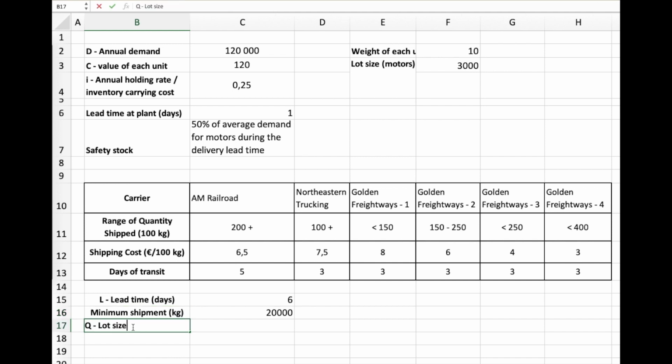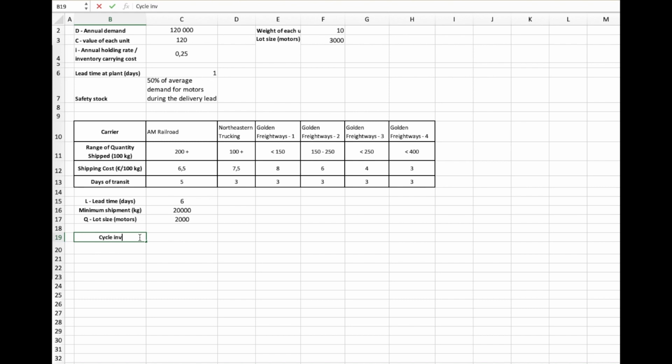Since most of the costs are expressed in terms of units of product, we have to calculate the lot size in product by dividing the weight constraint by weight per unit. We are able to get the cycle inventory by dividing the lot size in half.